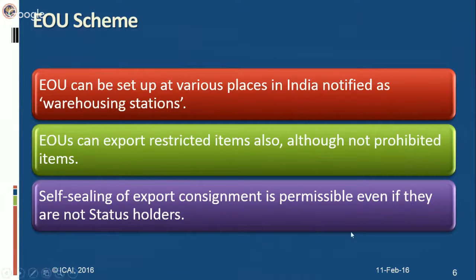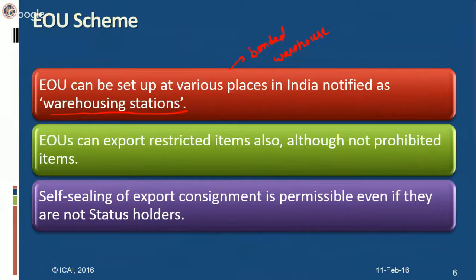Now, an EOU can be set up at various places in India. Certain notified places are there. In fact, across India, there are around 350 places where you can establish your export-oriented unit. These places are notified as warehousing stations because an EOU is considered as a bonded warehouse. So at these warehousing stations, you can establish your EOU, which is taken as a bonded warehouse. We'll deal with this bonded warehouse concept in the next slide in more detail.